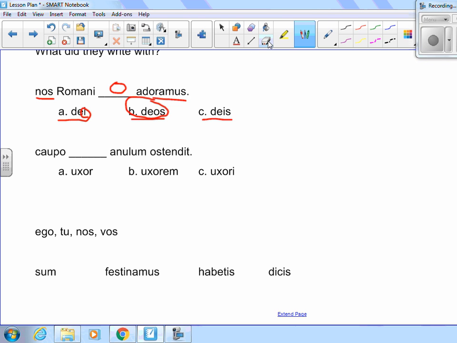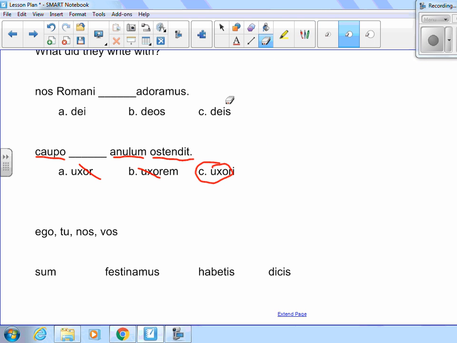The next one: Calpo, the innkeeper, blank, ring, and shows. So I have the innkeeper as my subject, that's nominative. I have the verb show, and then I have an accusative, show the ring. So I'm not going to use an accusative, I'm not going to use a nominative, I'm looking for the dative. I need an indirect object. So the innkeeper showed the ring to the wife.